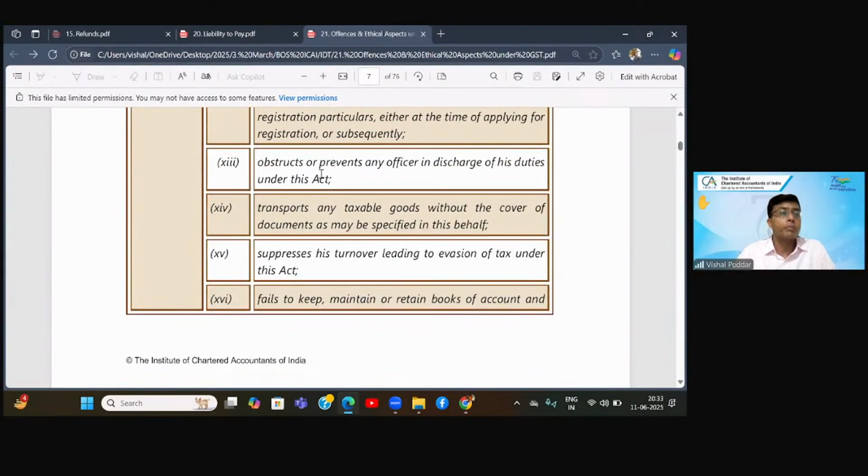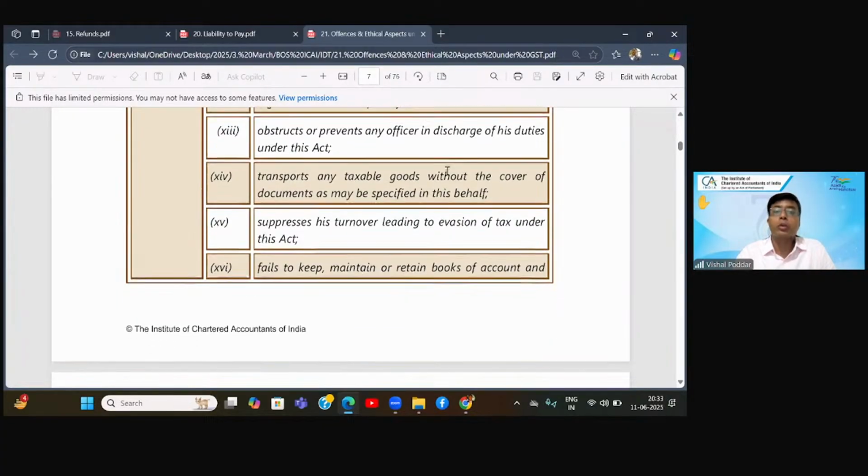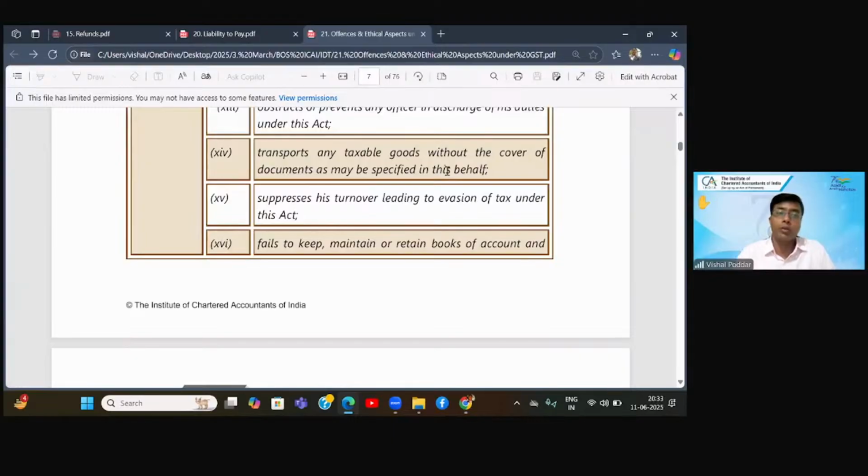Then obstructs or prevents any officer in discharging his duties. So let us say an officer comes for any type of action like search or audit or survey, and you stop that officer who is actually legally doing his work. Again, it will be an offense.